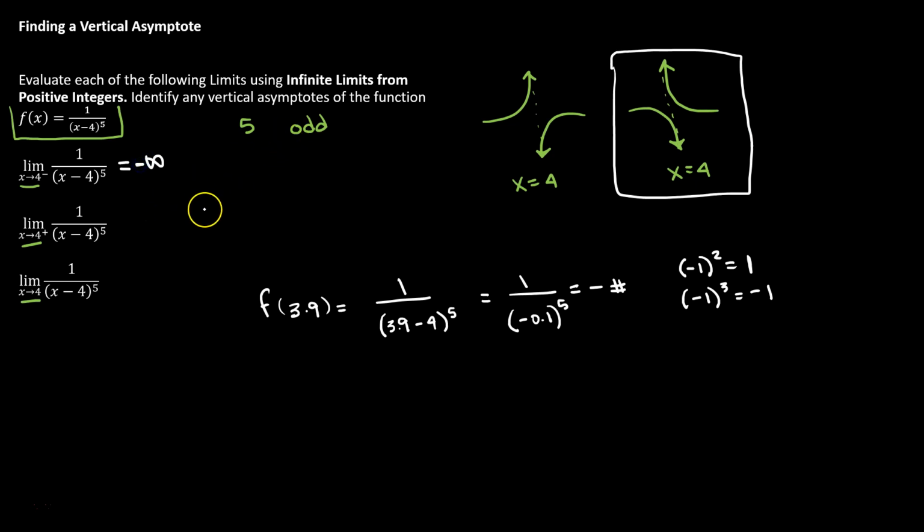Our exponent is odd, so the right limit would have to be the opposite. If the left limit is negative infinity, the right limit has to be positive infinity. And if the left and the right limits don't match each other, then we know the two-sided limit does not exist.